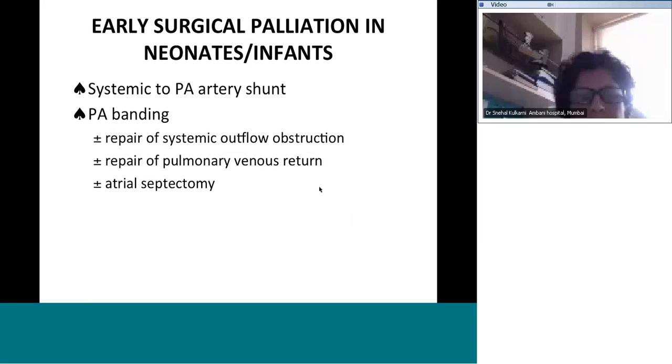So early surgical palliation in neonates, as I said, either you require a shunt or a stent, a pulmonary artery banding, plus or minus repair of systemic outflow obstruction. Now, what is this repair of systemic outflow obstruction? Again, a classical example is hypoplastic left heart syndrome where you have to do a DKS. Sometimes you may have other variants of double inlet left ventricle where you can't do pulmonary artery banding if you have a restrictive bulboventricular foramen and you expect that if you do a pulmonary artery banding, there is a possibility that you can create a subaortic obstruction.